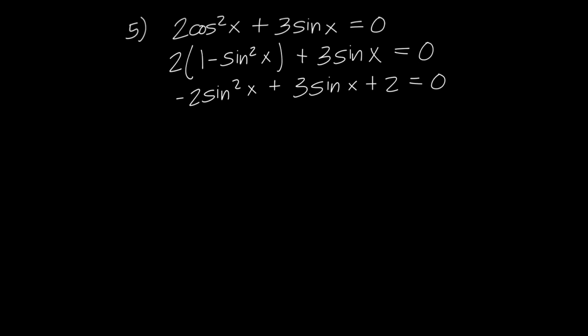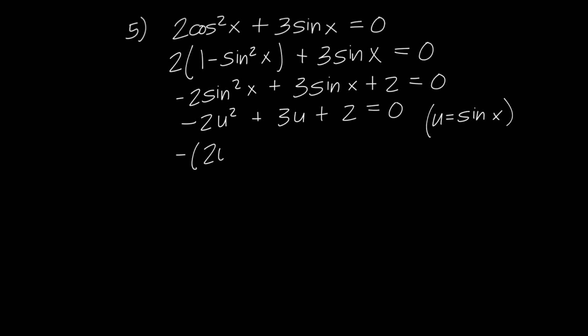And now we have a quadratic again. Negative 2u squared plus 3u plus 2 equals 0. So we're letting u equal sine x. Okay. Now, many times, I prefer to have the quadratic term be positive. So we factor out a negative. This way, we can factor a little bit easier.